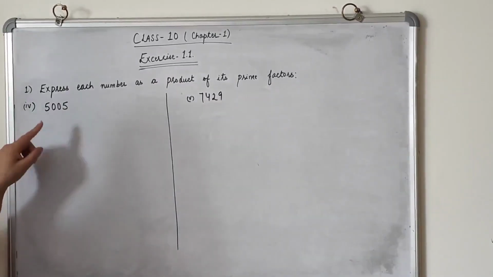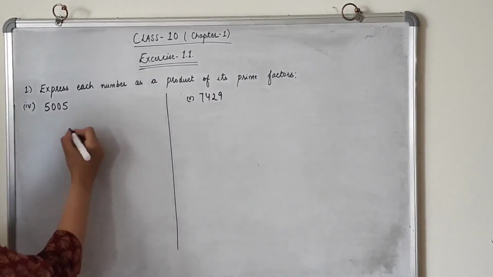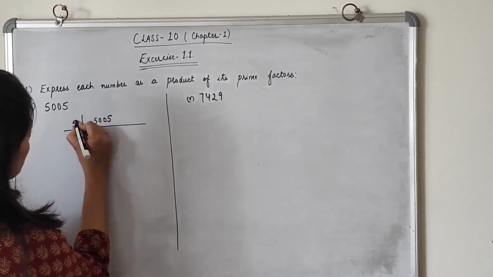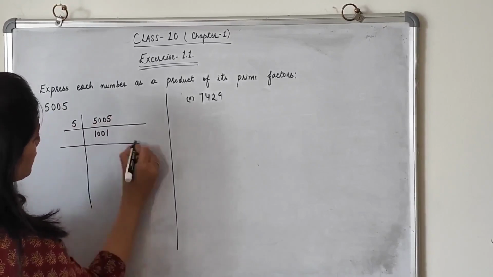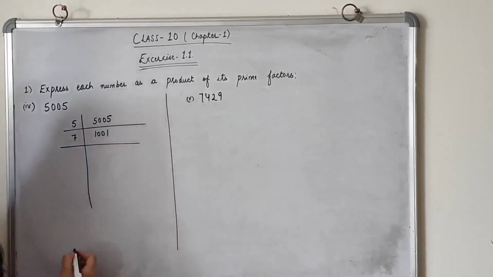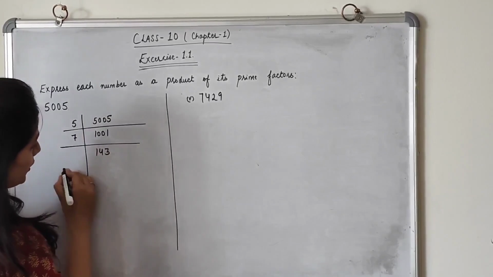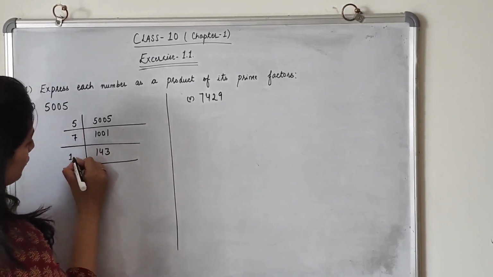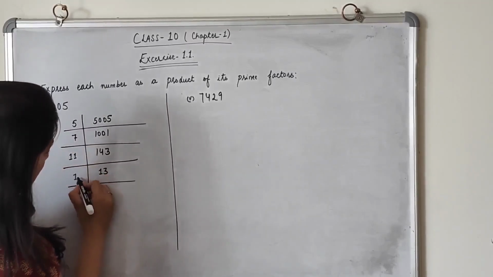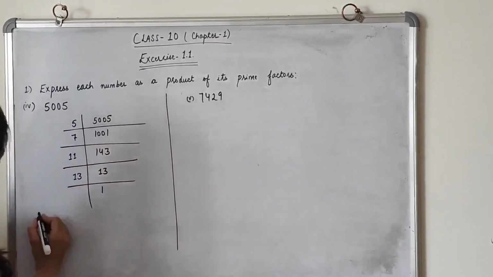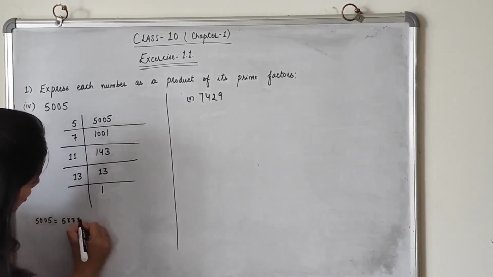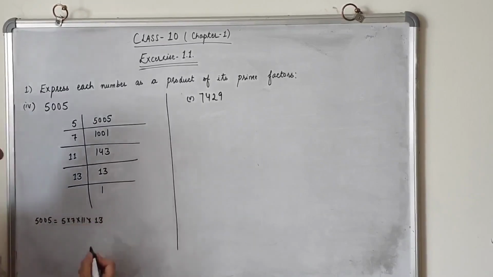So the next question is 5005. Find the prime factors of 5005. It is divisible by 5, gives 1001. 1001 is divisible by 7, gives 143. 143 is divisible by 11, gives a result of 13. 13 ones are 13. So prime factors of 5005 are 5 cross 7 cross 11 cross 13.